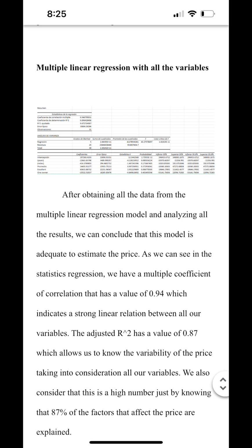As a conclusion, we can say that the linear regression model is a good option because it explains and estimates the variability in the price, taking into account all the variables, and even though it contains certain error, it is really close to the price we wanted to achieve.